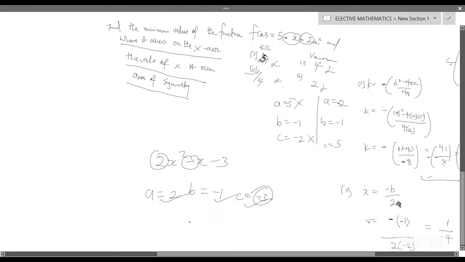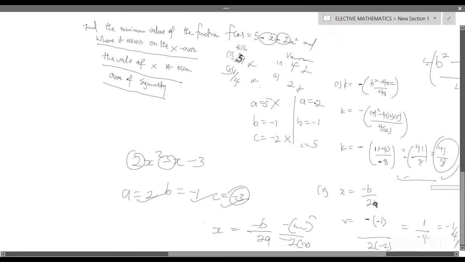Now the line of symmetry is the simplest of all, and the formula is what? Minus b over 2a. So you pick your b, you put it here, you pick your 2, you pick your a, come and put it here, and then you solve to get your answer. So that is what we've been doing so far.